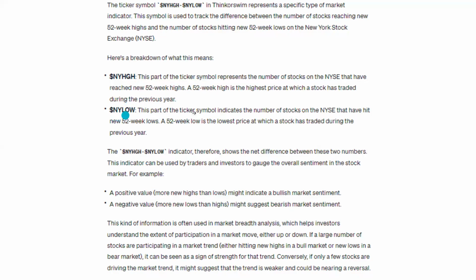And then NY low, all right, is going to indicate the number of stocks on the New York Stock Exchange that have hit a new 52-week low. A 52-week low is the lowest price at which a stock has traded during the previous year. So whenever you do basically 52-week highs minus 52-week lows, this shows the net difference between those two numbers. Now, it's used by traders and investors to gauge the overall sentiment in the stock market. So, for example, a positive value with more new highs than lows might indicate a bullish market sentiment, and a negative value with more new lows than highs might suggest bearish market sentiment.